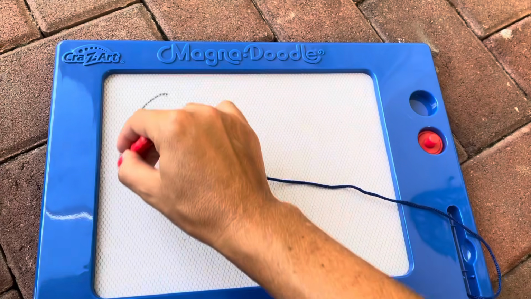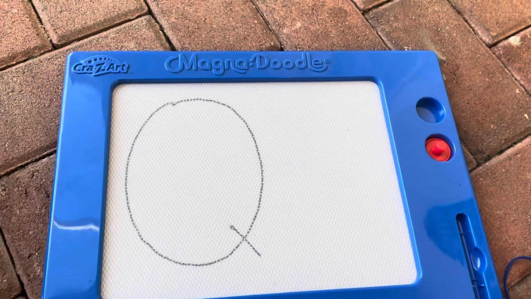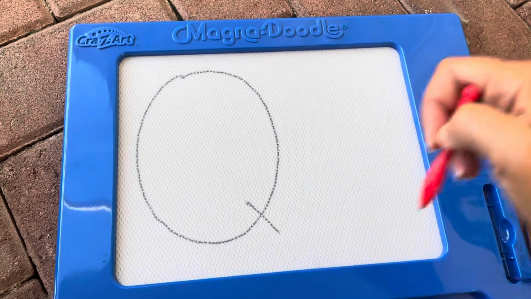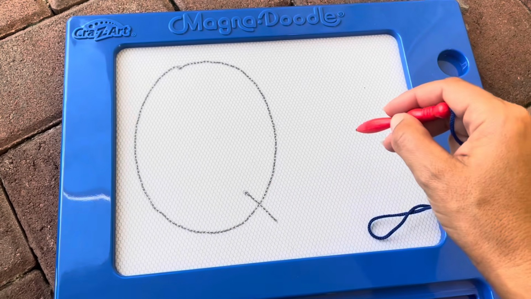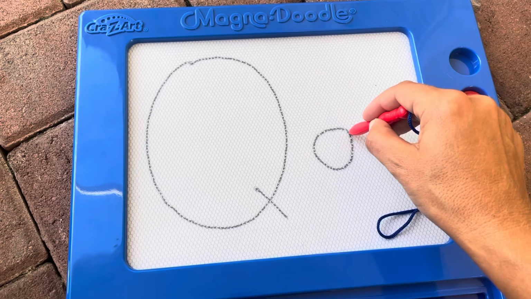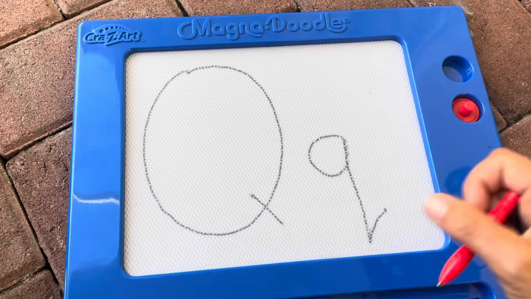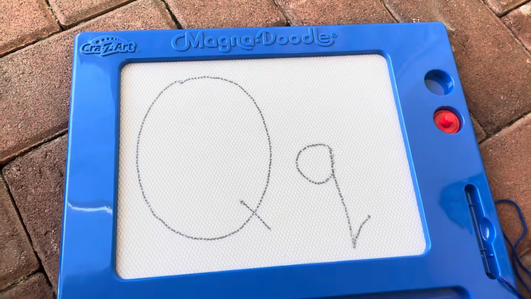All right, let's do the letter Q. Circle and a little kick right there. Nice and easy. That's a capital Q. A lowercase q is a little more difficult. We're gonna make a circle. We're gonna make a straight line down, and its kick is right there. And Q says qu, like in question.